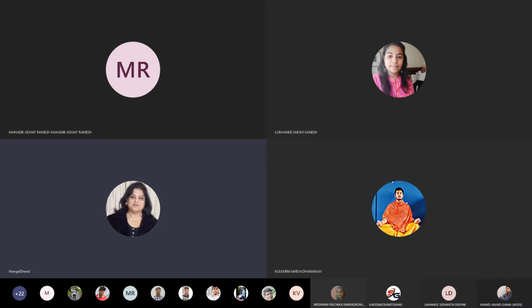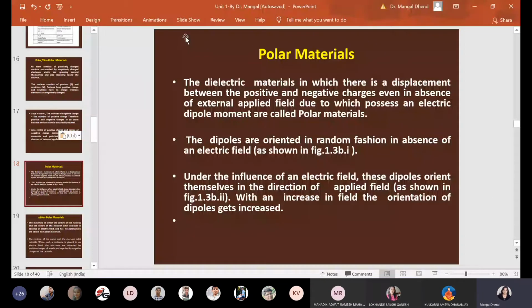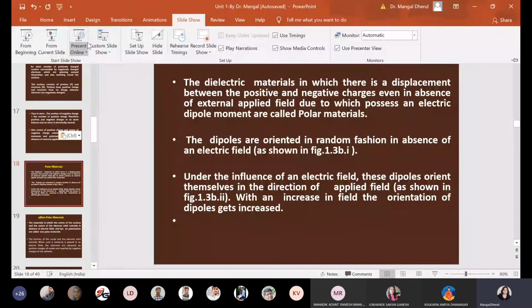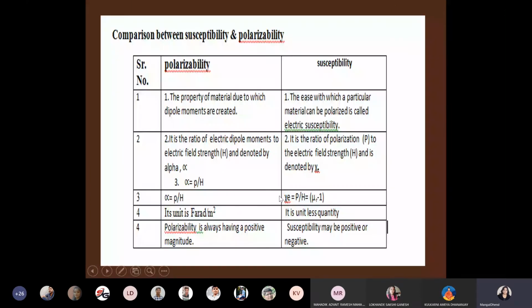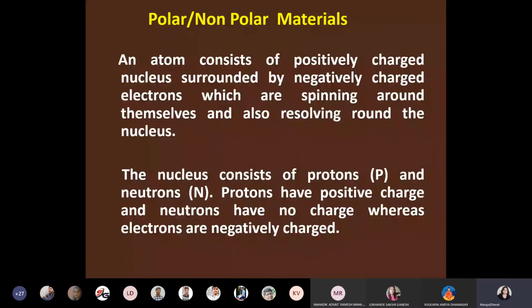So in the last lecture we have seen some definitions, dipole moments, and polarization also, and I told you what is meant by dipole moment. Whenever two equal and opposite charges are separated by some distance, that constitutes a dipole moment. Now today we will see polar and non-polar materials, polarization, and types of polarization.